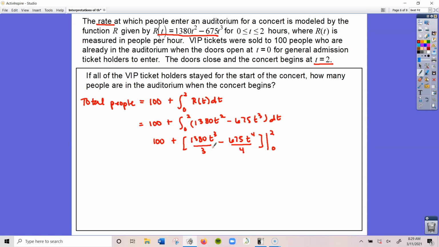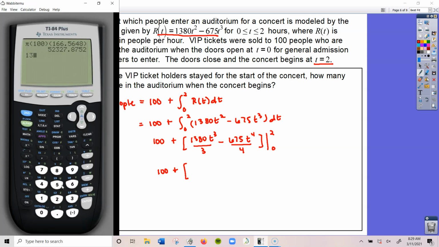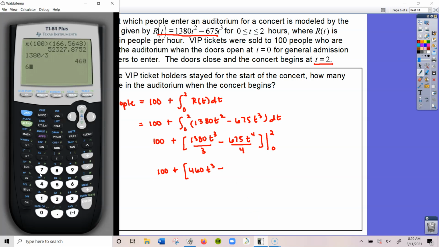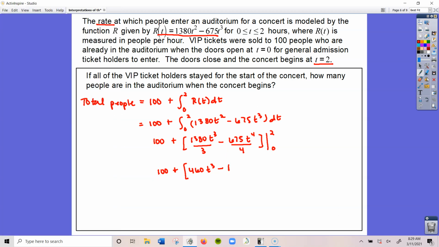Now, like I said, it's not necessarily a calculator question, but we're going to use the calculator just to get some of these values a little bit easier. So I'm going to actually divide these numbers. So we have 100 plus, let's see here, 1,380 divided by 3 is 460 t to the third, minus, now we'll do the same thing here, 675 divided by 4 is 168.75 t to the fourth. And again, we're going to evaluate this from 0 to 2.